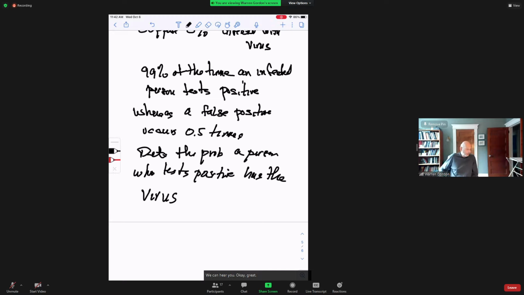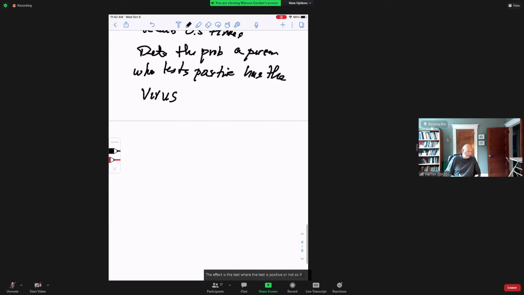Okay, great. So notice in this problem, the effect is the test, whether the test is positive or not. If you look at any individual, they either have the virus or they don't have the virus. And the probability is 5% have it, right? And 95% do not.